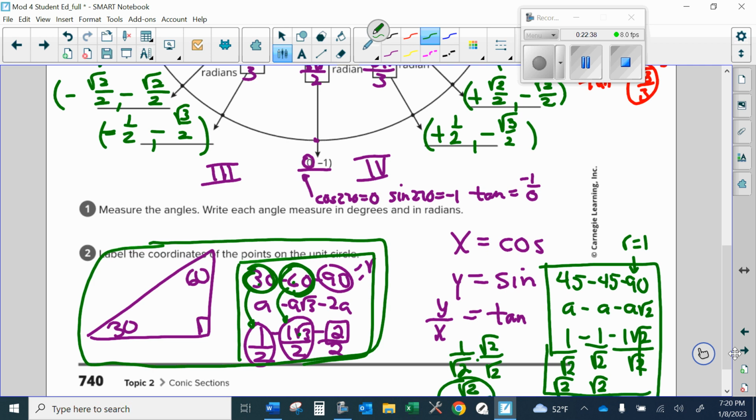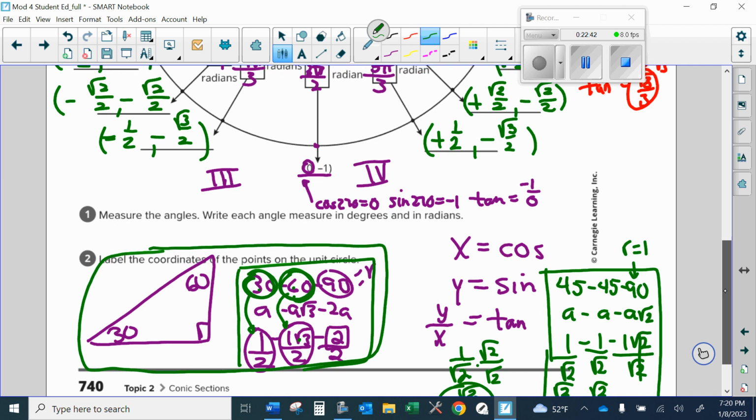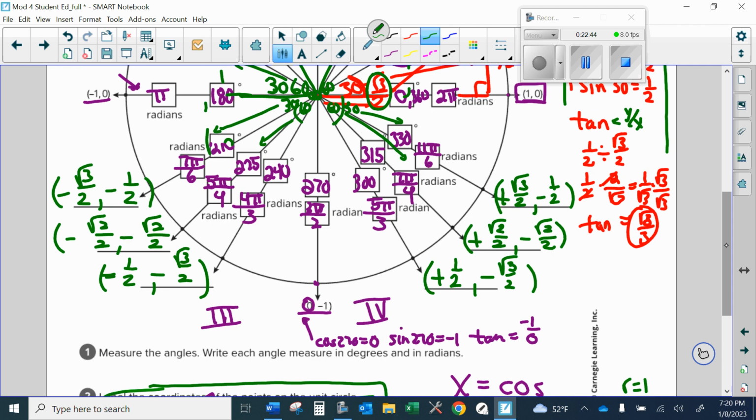You get root 2 over 2 for each one for the 45s. And again, the only difference is make sure that you put your signs in first, positive and negative for the x and y coordinate. Then you won't blow it. That's the biggest thing that students blow it on, as I've already told you before, is their signs.